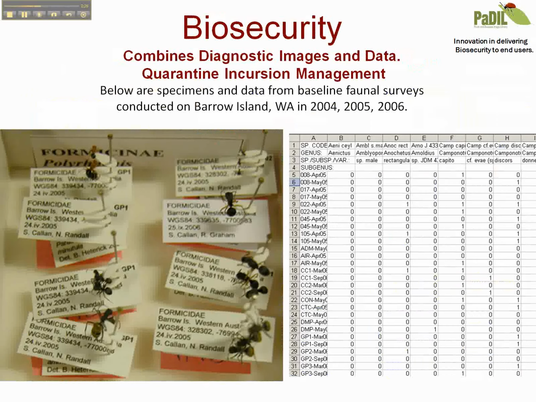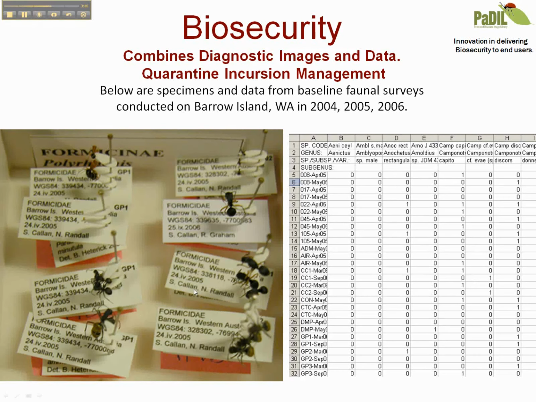To give you an example of biosecurity use in PaDIL, we're currently helping with the quarantine incursion management on Barrow Island in Western Australia, which has recently been approved to have the $50 billion liquid natural gas project, but they have very strict quarantine incursion management programs in place. In 2004, 5 and 6, extensive surveys using a wide range of techniques were done on the island, and those specimens were sent to specialists around Australia and the world, and they came back identified with 2,100 different species of invertebrates. From there they went back to Curtin University, and then those specimens were sent to Museum Victoria, where we've image captured the specimens.